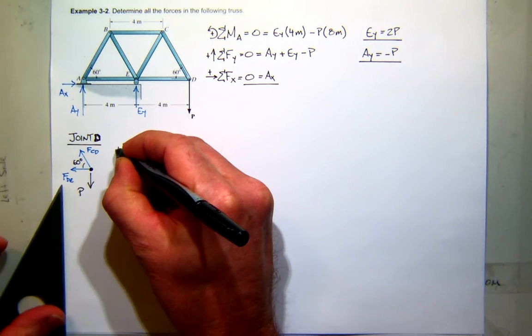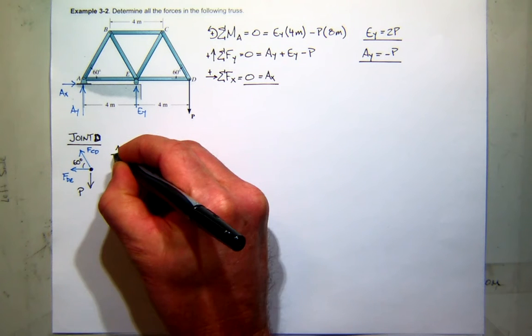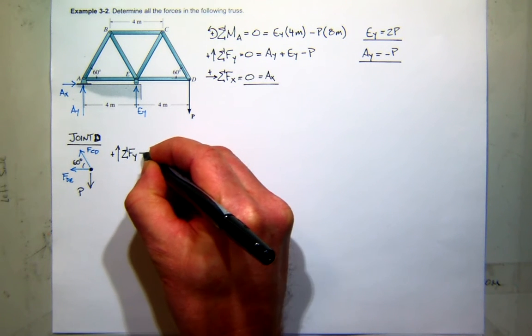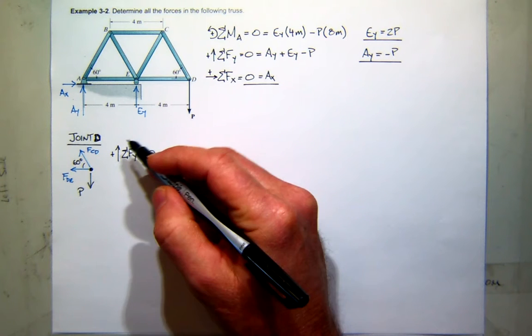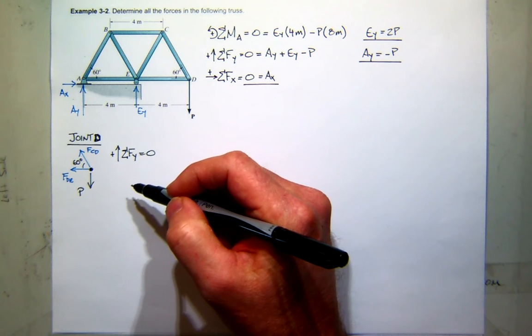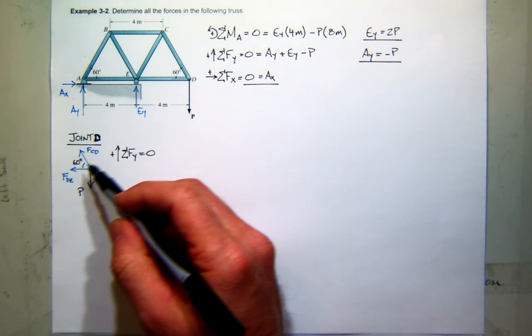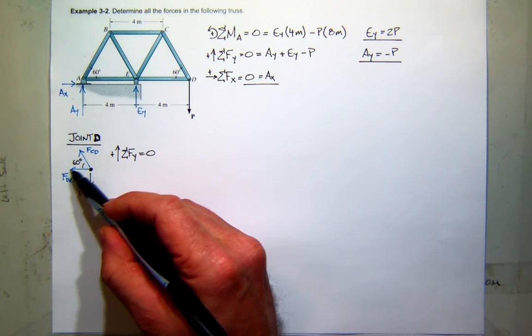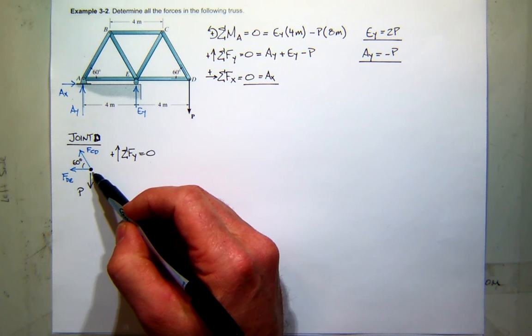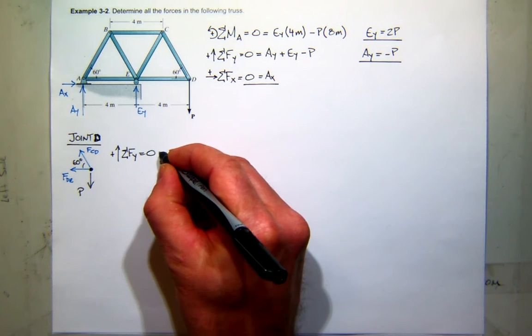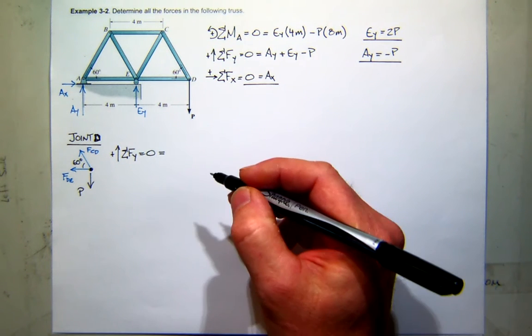Now, to kind of go back to what we said before, I'm going to assume up is positive. You don't have to do that. You can assume down is positive. At this point, it's completely arbitrary. Now, why do we start with the y equation first? Well, you'll notice that DE is only in the x direction. So only one force, CD, has a y component. So what is the y component of CD?